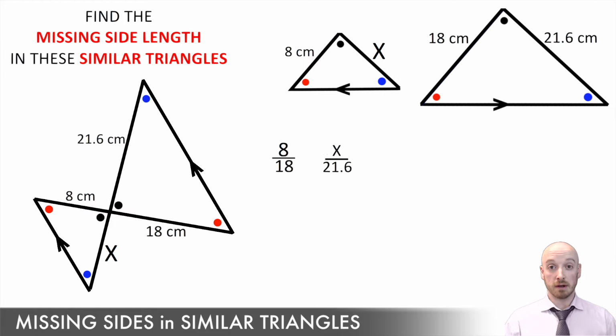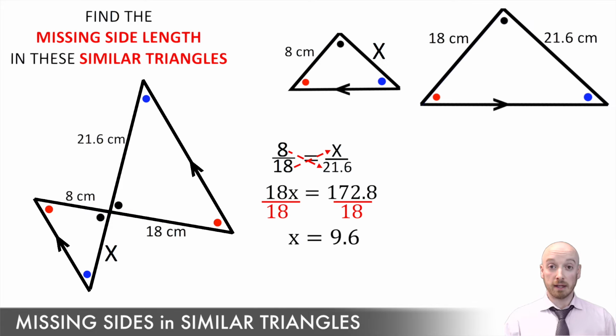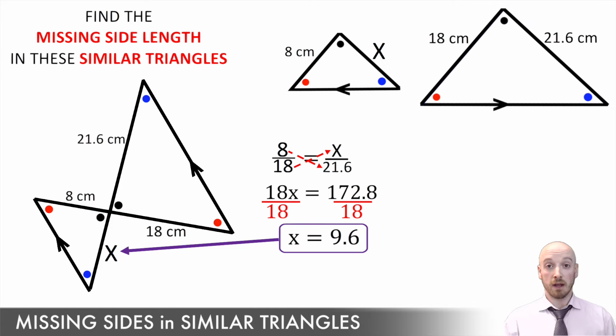All I need to do here is multiply the diagonals and then divide by what's in front of x, to find out that that missing side length we were looking for is 9.6 centimeters. Now the math here was pretty easy, but setting up this question is what's tricky. You got to make sure you get the orientation right and find those pairs of matching angles.